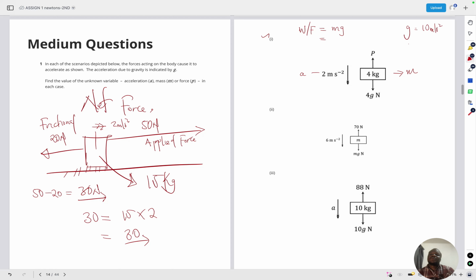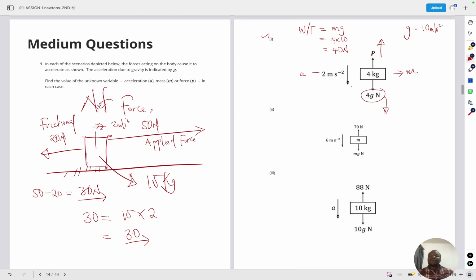Okay, to know the force that is making this thing move, we are going to say the force of the object is 4 times 10, which is acceleration due to gravity, to give us 40 newtons. Now, this 40 newtons here is the force that is wanting this thing to move down. But there is another opposing force going in the opposite direction called P.